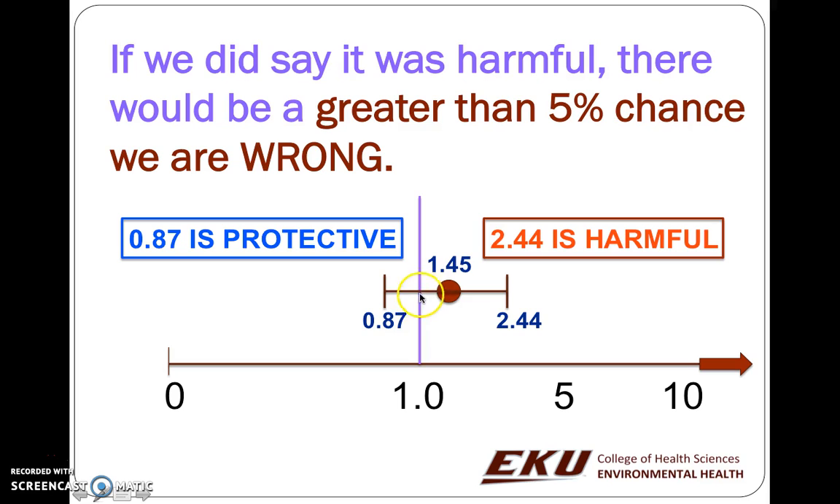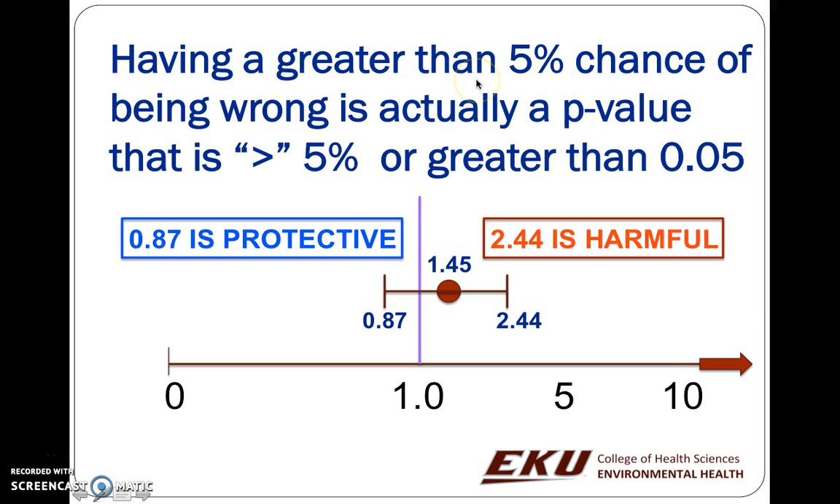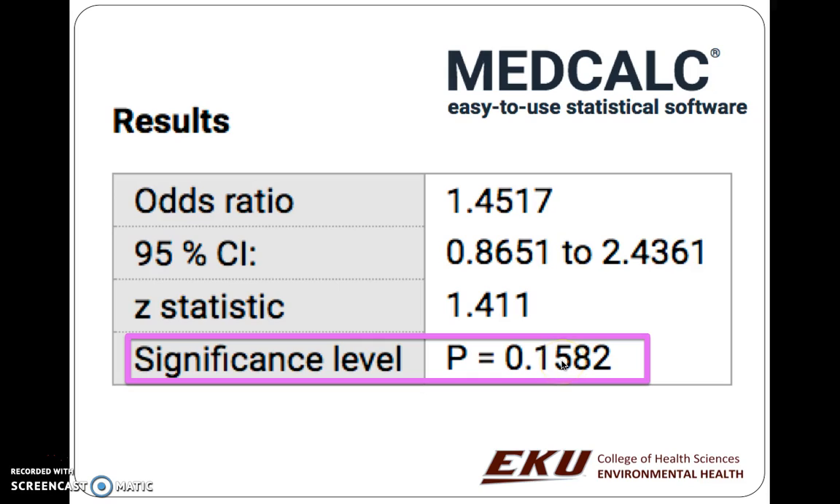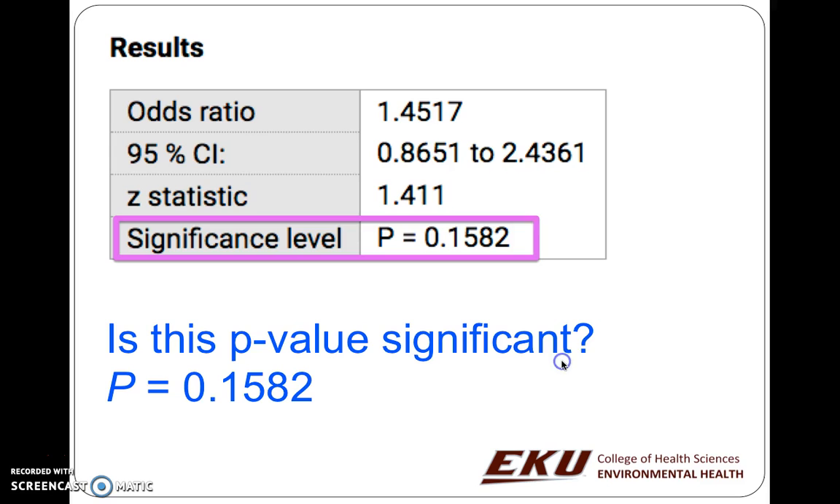It would be a different number than our 95% confidence interval. So having a greater than 5% chance of being wrong is actually having a p-value that would be greater than 5%, or greater than 0.05. In fact, our p-value is 0.1582. If we said the 1.45 odds ratio was harmful, we would have about a 16% chance of being wrong and about an 84% chance of being right. So that's our significance level, p-value of 0.15.